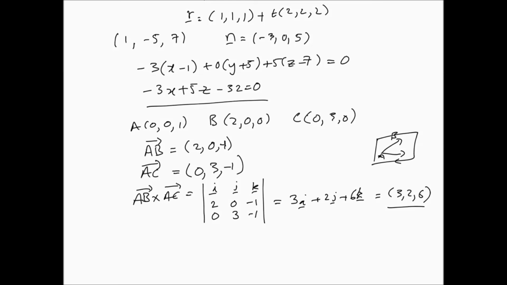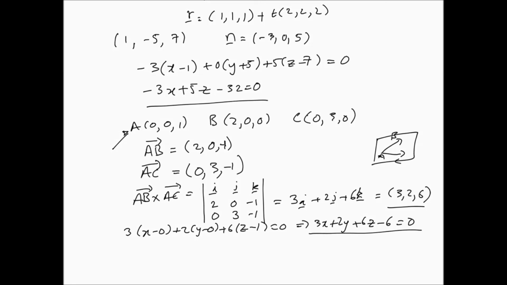So all that remains is to choose one of these 3 points, and let's choose A as the point. So we have x minus 0 multiplied by 3 plus 2 times y minus 0 plus 6 times z minus 1 equals 0 as the equation of the plane. This implies 3x plus 2y plus 6z minus 6 equals 0 is the equation of this plane. And again you can see 3, 2, 6 clearly there as a normal to the plane.